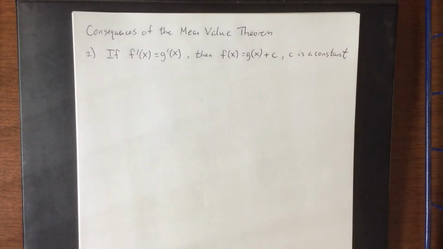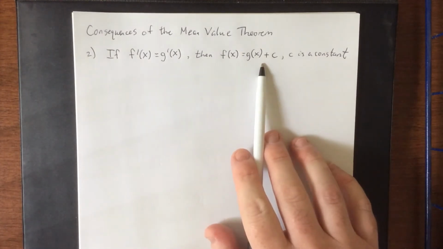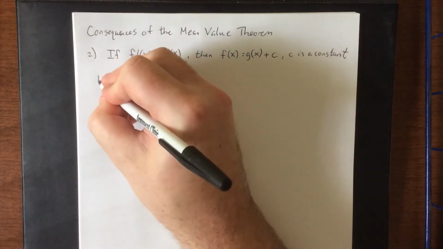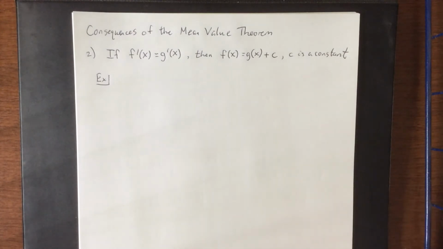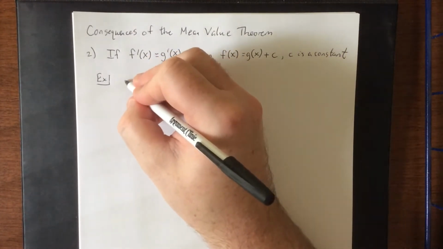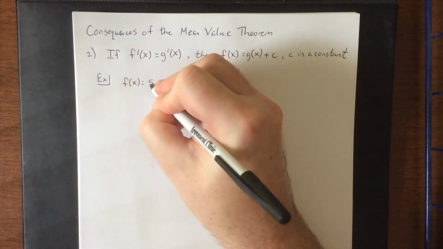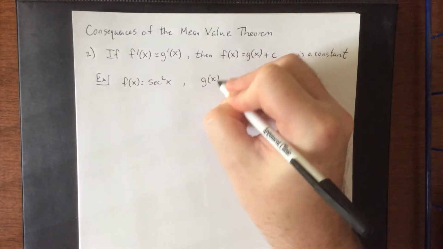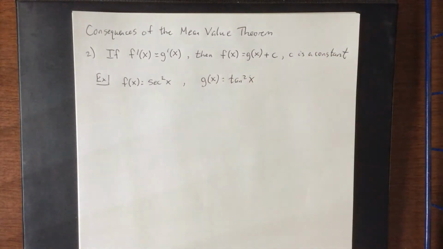Similar to what we saw in the last video, once you determine that the derivatives are equal to each other, you can simply plug in a value of x to determine what that constant is equal to. Now this is, of course, once again, on some interval I. It doesn't necessarily have to be true for all real numbers. For example, let's say that we consider f of x is equal to the secant squared of x, and g of x is equal to the tangent squared of x.